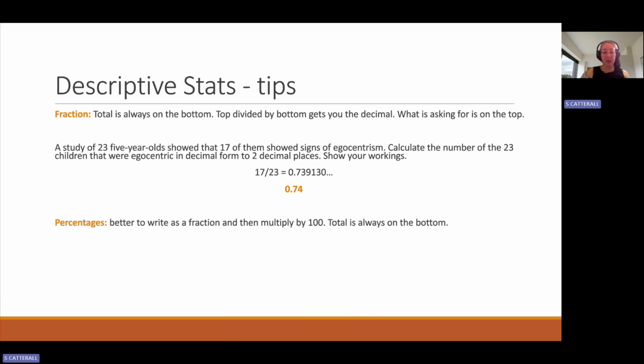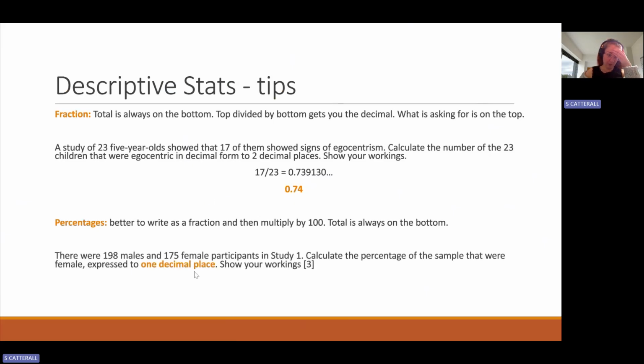For percentages, it's easier if you write them as a fraction and then put them into your calculator and multiply by 100. Again, same thing, total's always on the bottom. What they're asking for is on the top. So for example, in this one, we've got 198 males, 175 females. Calculate the percentage that were female. So you add these two together to get the total, put that on the bottom. And then you want the female, so it's 175 on the top. So we've got that, times it by 100, and then you get your percentage, nice and easy.